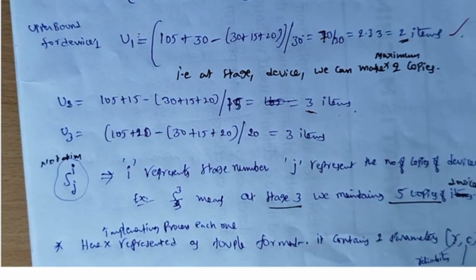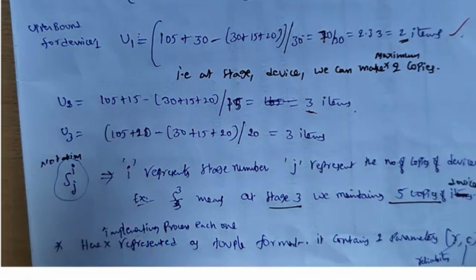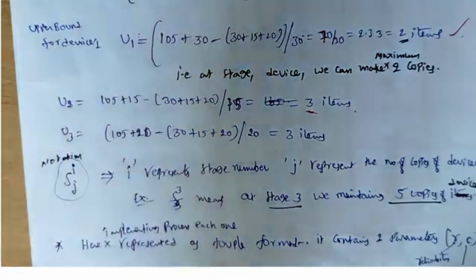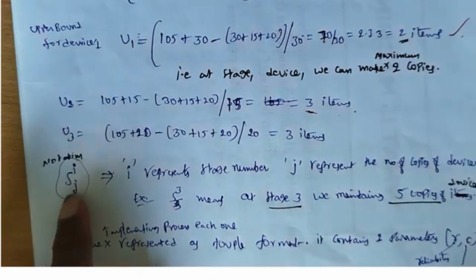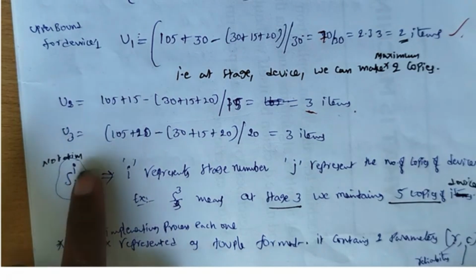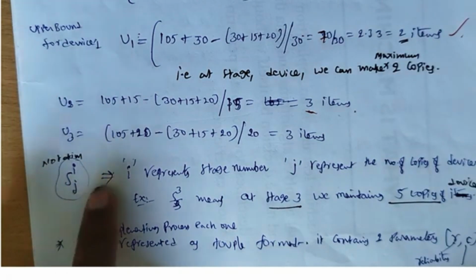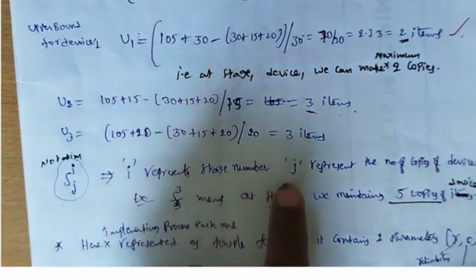Here, S superscript i, subscript j, where i represents the stage number.